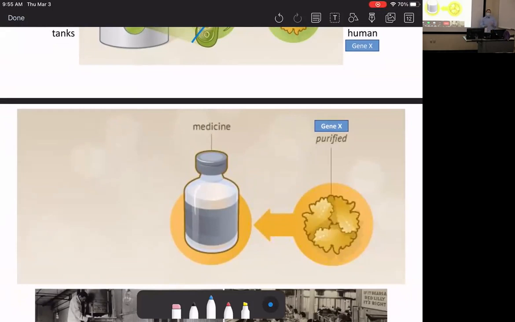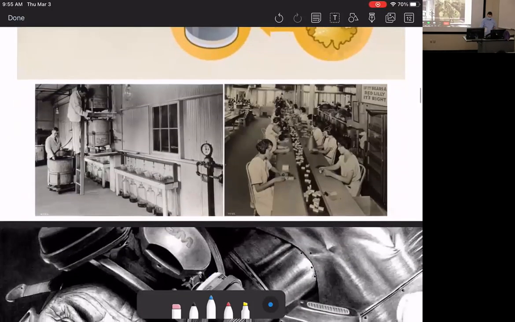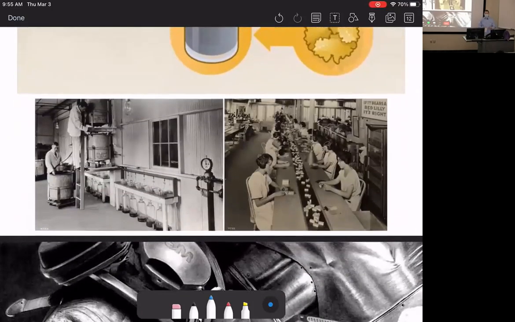Who has a pretty good idea of what this example was? You don't have to say anything. Close, yeah. Insulin is a human gene. The process you just saw is how we make insulin. The way we used to have to make insulin was we'd have to harvest it from pigs and chemically change it quite a bit to make it safe for humans.